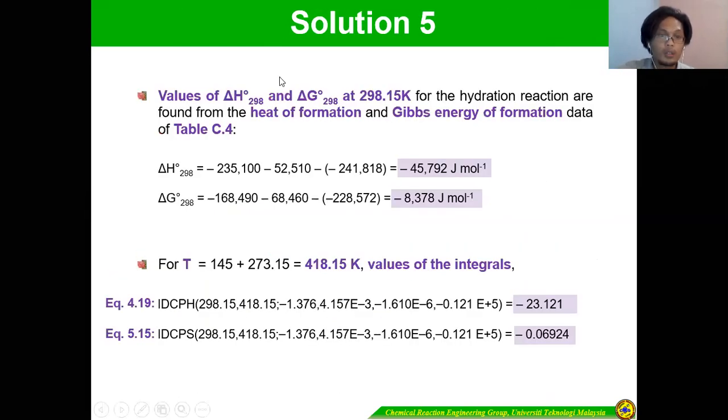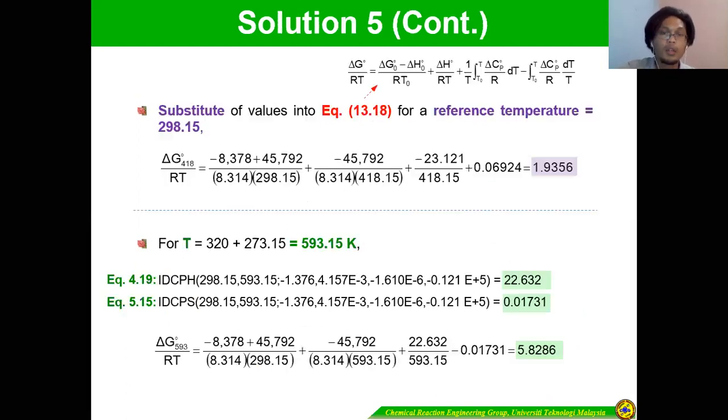By using IDCPH and IDCPS, we can determine Cp, for enthalpy and entropy. Please refer back to chapter 4 and chapter 6 for how to use IDCPH and IDCPS. Then you substitute into this equation. G naught and H naught, we calculate from H naught and G naught.